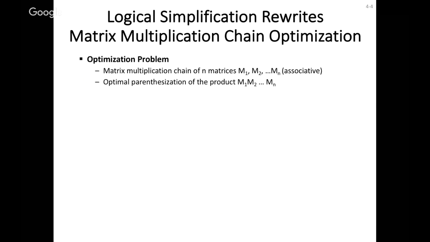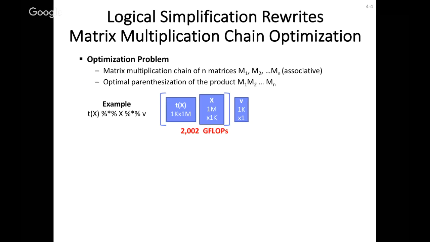Another very important simplification rewrite is the so-called matrix multiplication chain optimization. Here the problem is we have a chain of matrix multiplies and we want to find the optimal parenthesis for this entire chain. Now, let's consider our example of t(x) x and y again. Now, by setting the parentheses in that direction, there's a question.